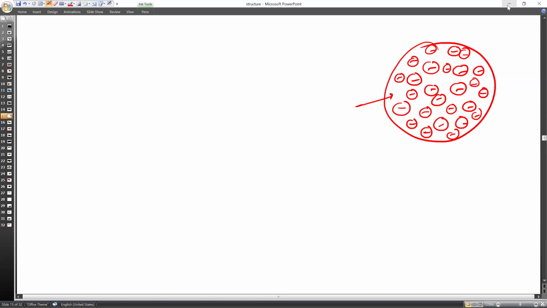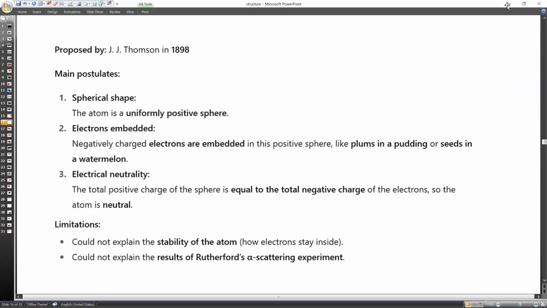Write down J. Thomson model, please. The main postulate of J. Thomson model was that atom is a uniformly positive sphere. Electrons are embedded in this sphere, like plums in the pudding or seeds in the watermelon. Electrical neutrality: he said that total positive charge is equal to total negative charge, so the atom is electrically neutral. And the limitation: he could not explain the stability, how electrons stay inside, and could not explain the result of Rutherford experiment. So note it down.